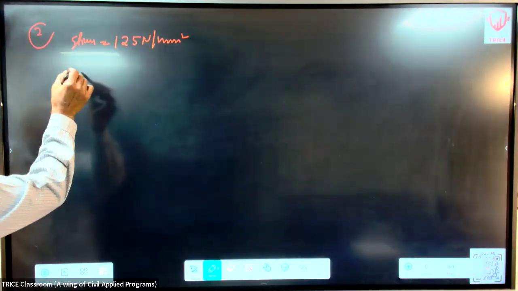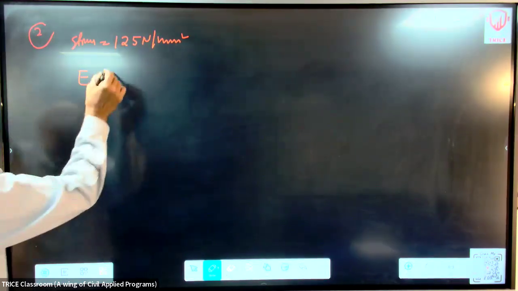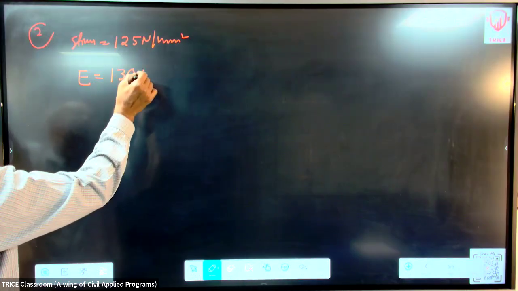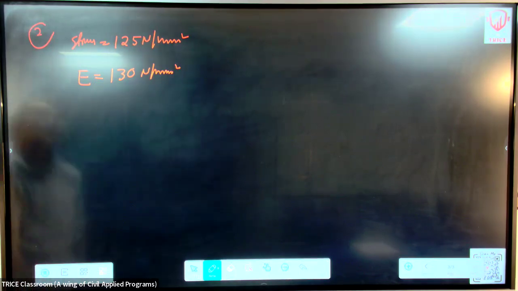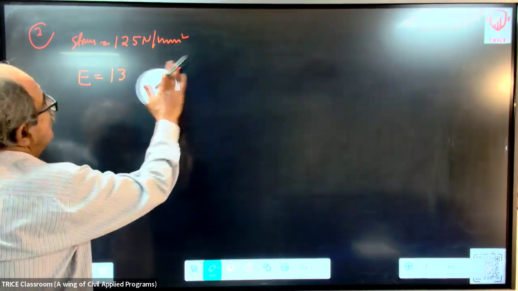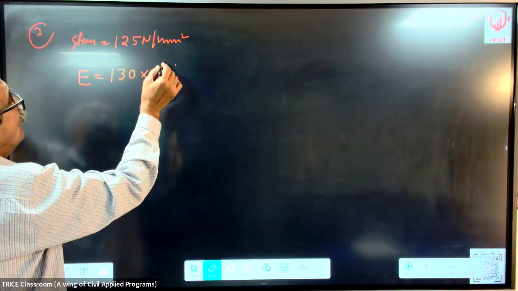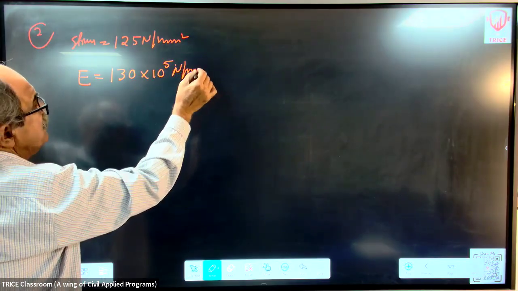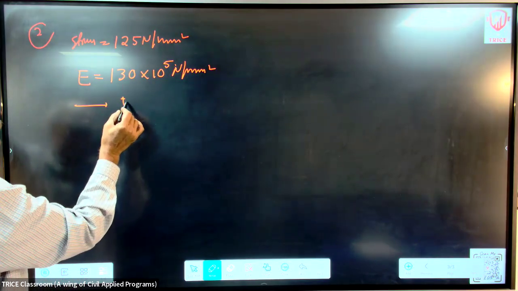And they will tell Young's modulus of elasticity E equal to 130 into 10 to the power 5 Newton per mm square. Some material. They are asking you what is the strain.